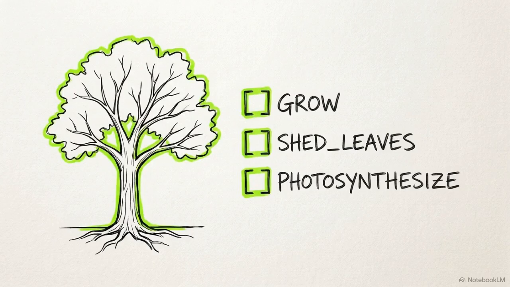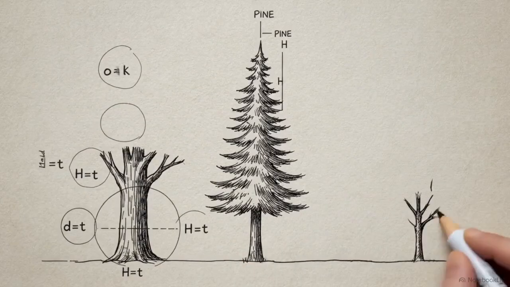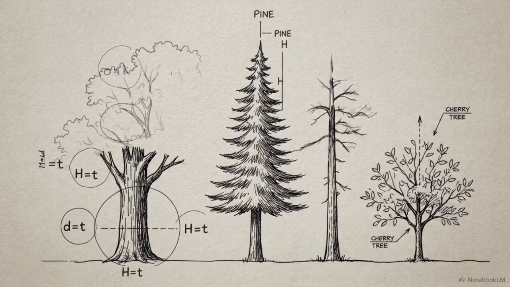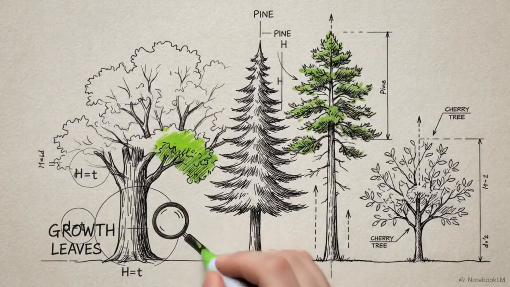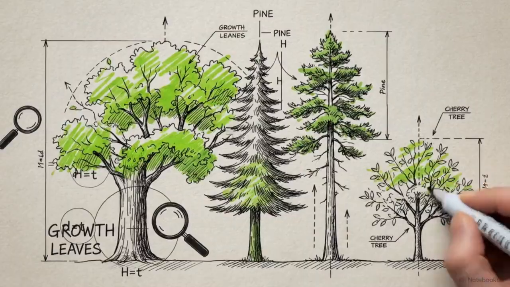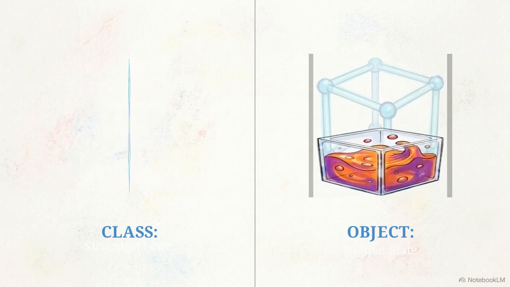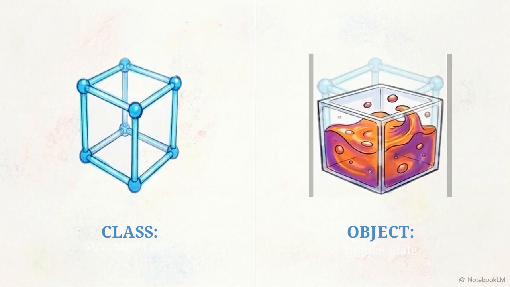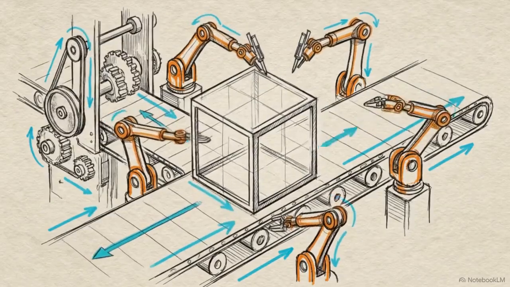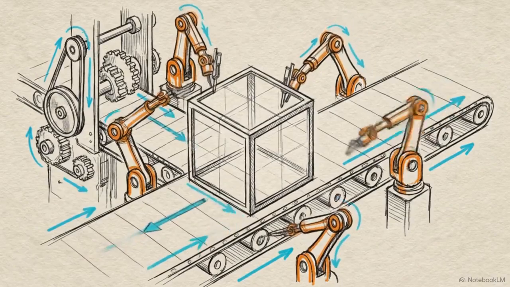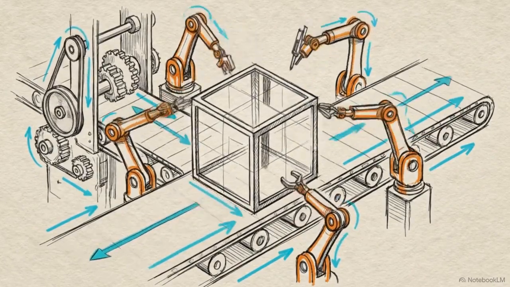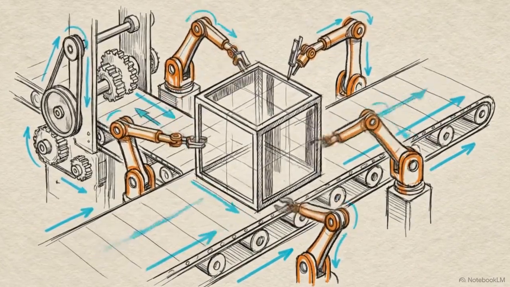The blueprint also defines behaviors. These are the methods that objects can execute. Because they are objects of the tree class, they all inherently possess the ability to perform actions like growing or shedding leaves. The class provides the structural logic, while the object provides the unique state required for execution. But this raises a mechanical question. When an object is first allocated as an empty block in memory, how does it receive its unique data?